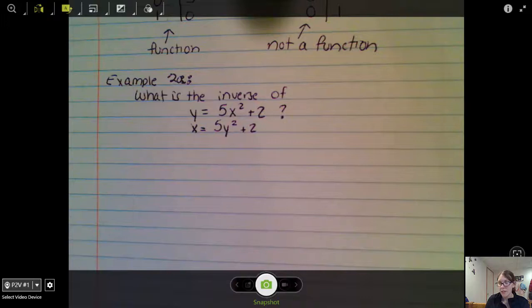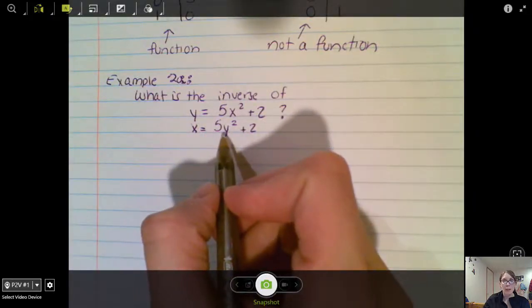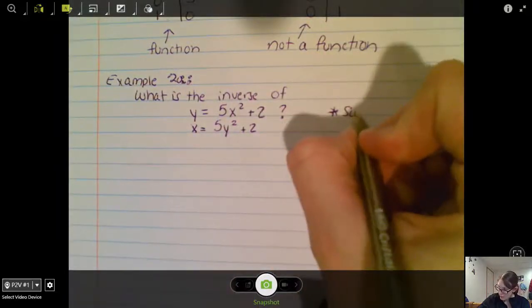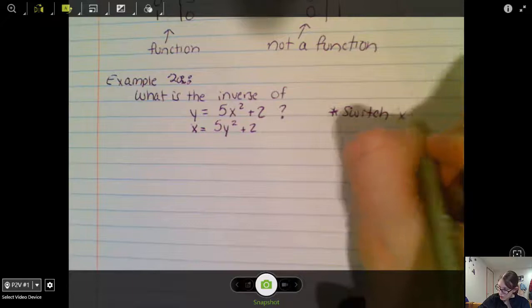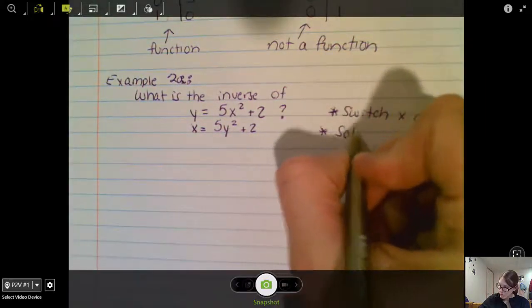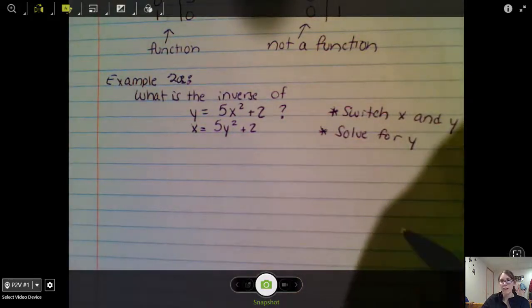Now, technically, this is the inverse. The x's and the y's are switched. But if you think about how your equation needs to look in order to type this into our calculator, we're always in the form y equals. And that's what we're going to do here. We want to be in the form y equals. So I need to get y by itself now. Switch the x and the y, get y by itself. And I'll write those steps out over here too. Switch the x and the y, solve for y.